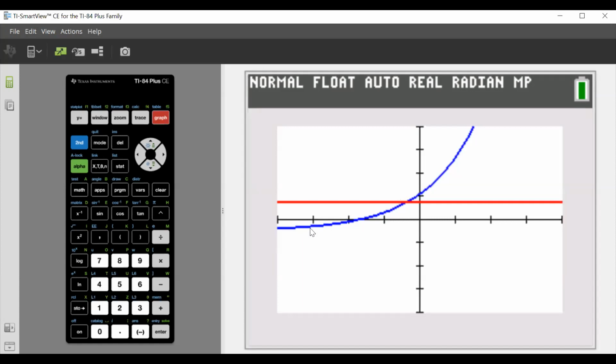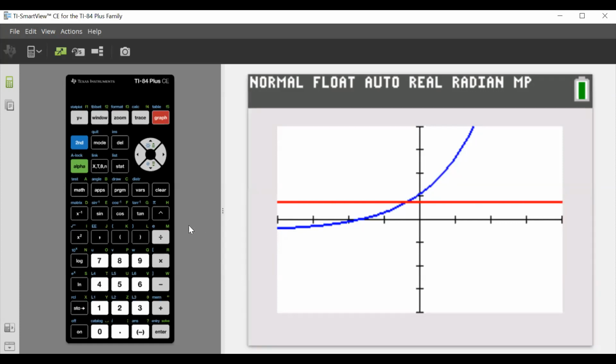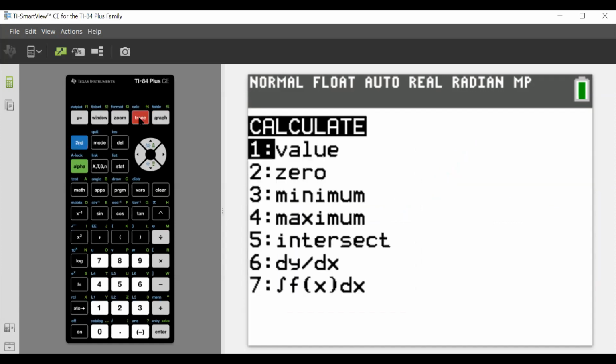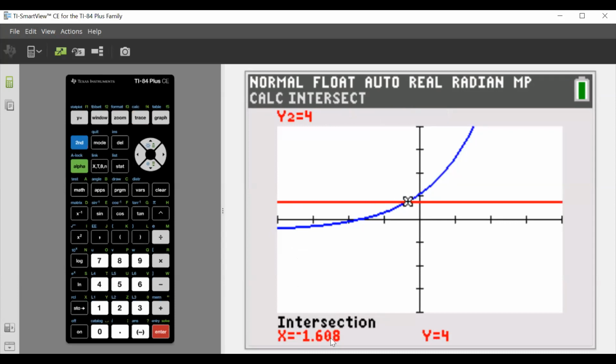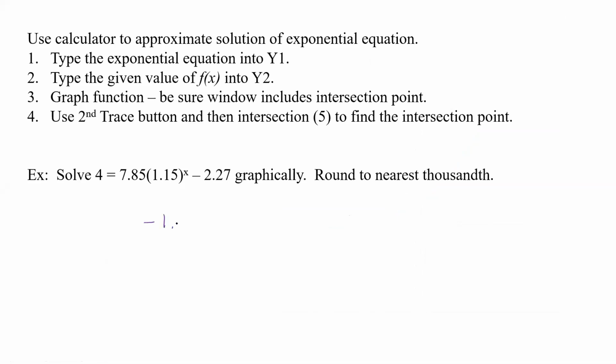Okay. So this is our exponential function that we had, the blue line. And then y equals 4 is going to be our red one. And so what we do now is we hit second trace, and we want the intersection of where they intersect. So that'd be number 5. Now we can just say, okay, the first curve is blue, second curve is red, and I'm not going to guess anything, I just click it, and it tells me at 4, this is going to be my intersection, -1.608. So let me write that down, -1.608. And so our answer over here is going to be -1.608. Tenths, hundredths, thousandths, that's all it gave us.